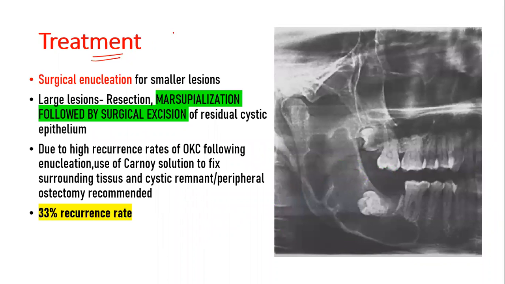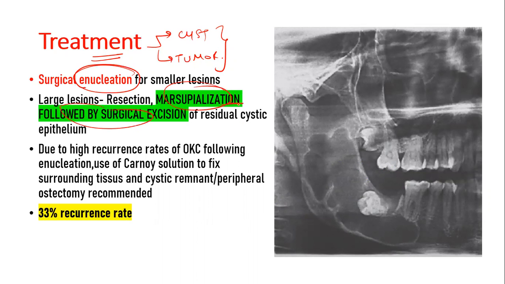The treatment: in the first slide, I told you that it was first classified as a cyst, then reclassified as a tumor, and then again reclassified as a cyst. So our treatment modality also you can remember in the same way. Some prefer to treat it like a cyst by simple enucleation or marsupialization followed by enucleation, right? So in marsupialization, you allow it to decrease in size and then enucleate it.